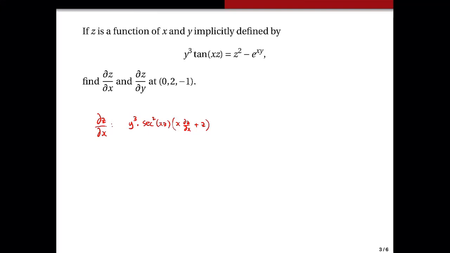So this is the left-hand side. For the right-hand side, power rule, we just have 2z. Then by chain rule, multiply by the partial derivative of z with respect to x. And then for this guy here, differentiating with respect to x, we are treating y as constant. We'll just have y e to the xy.